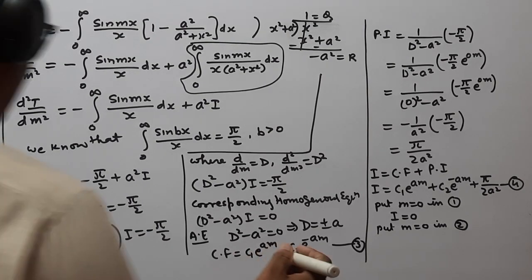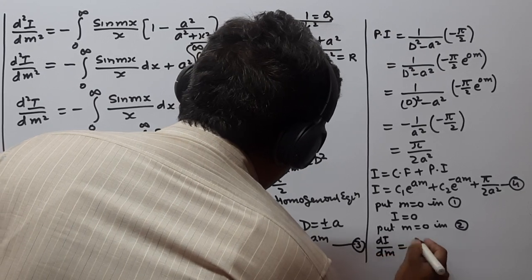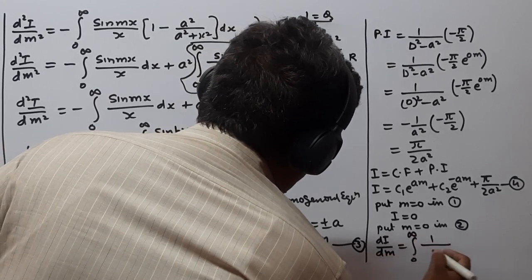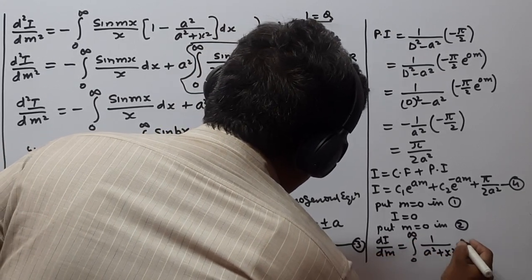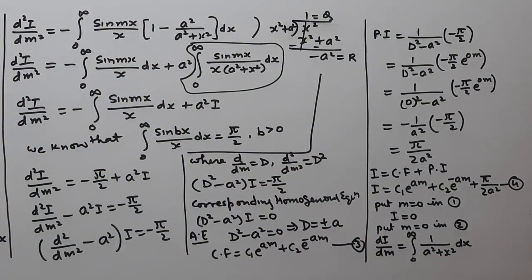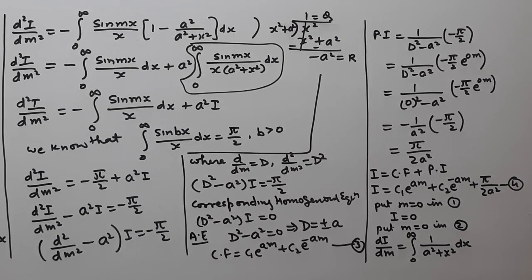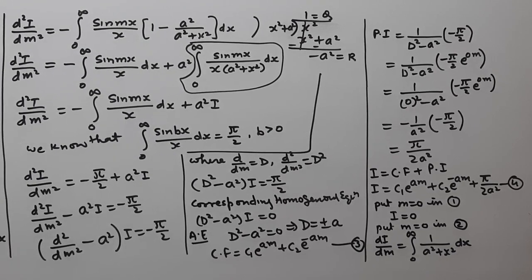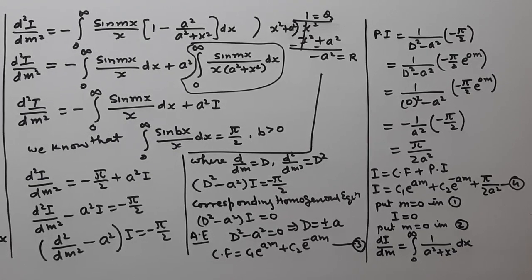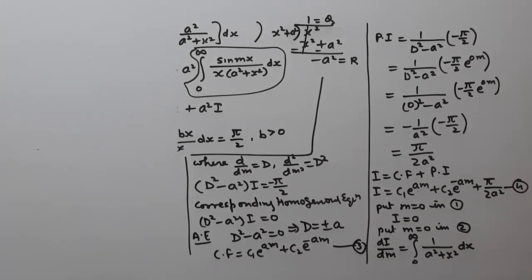So we get dI by dm is equal to the integration of 1 upon a square plus x square dx, because when we put m is equal to 0, cos 0 into x, that is cos 0, and cos 0 is equal to 1. So we get dI upon dm is equal to the integration of 1 upon a square plus x square between the limits 0 to infinity.